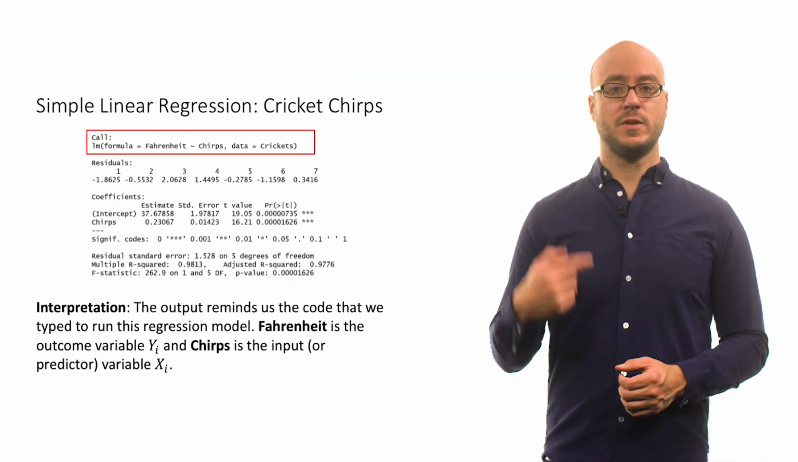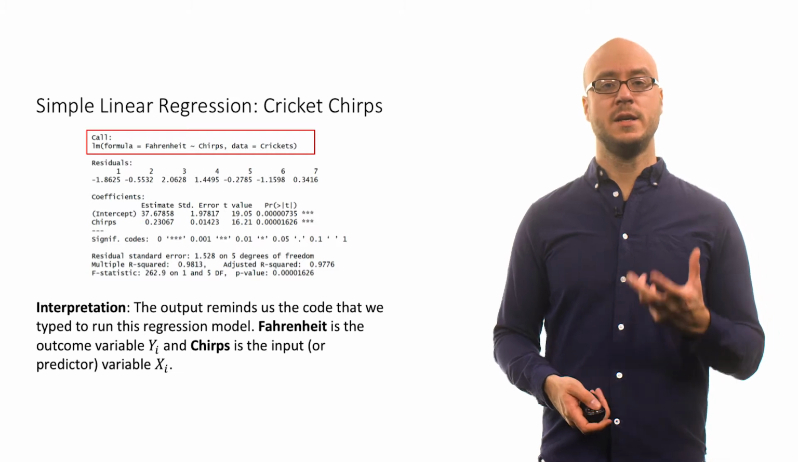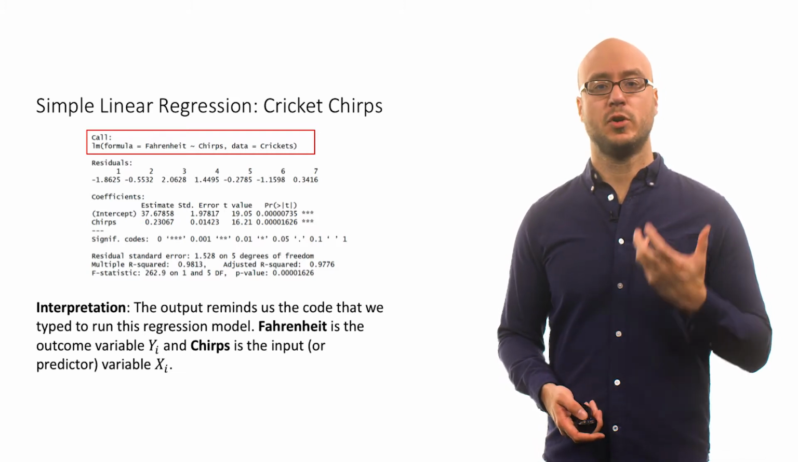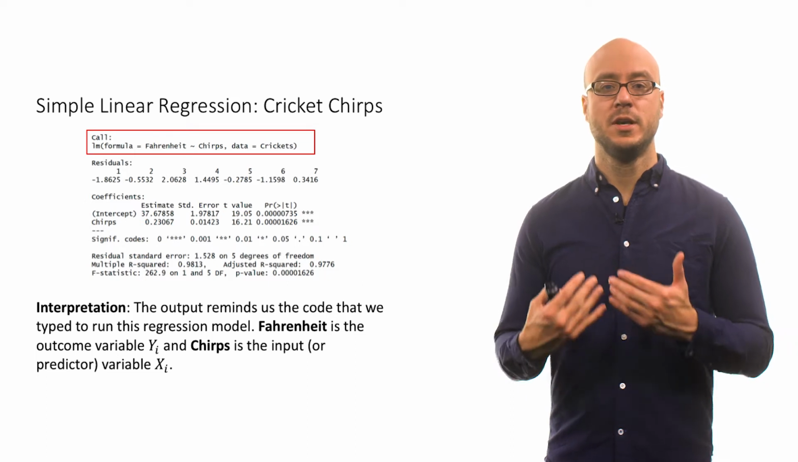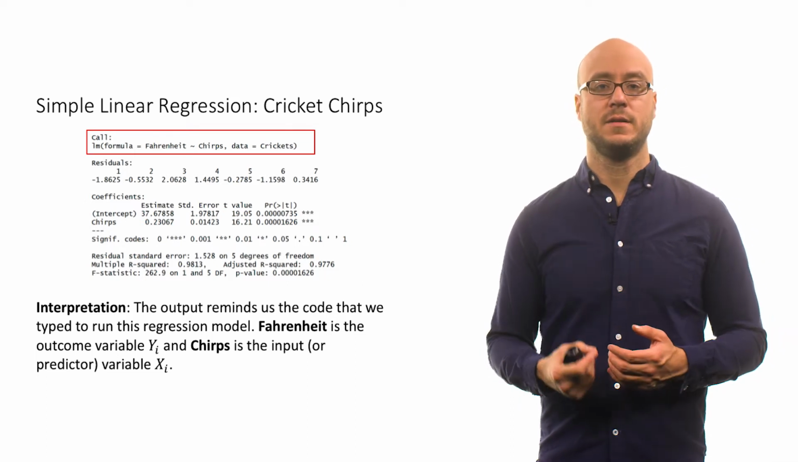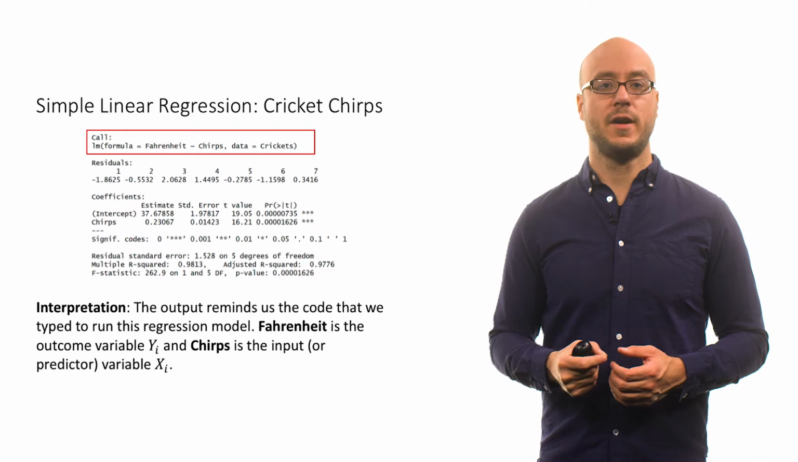So it's always a good idea to make sure, if you're intending to predict degrees Fahrenheit, that you set up and typed into the statistical software that you really are predicting degrees Fahrenheit. So in this case, degrees Fahrenheit is our outcome variable y, and cricket chirps per minute is our input or predictor variable x. We want to use cricket chirps per minute to predict the temperature in degrees Fahrenheit.